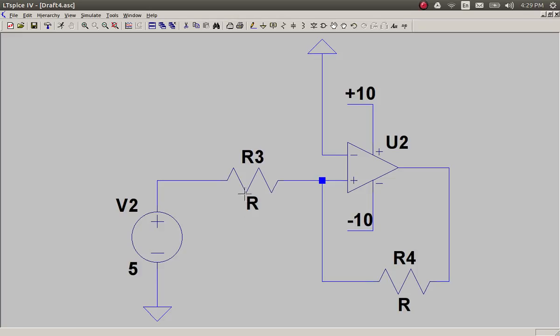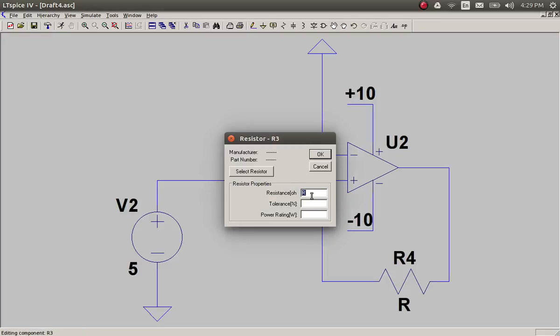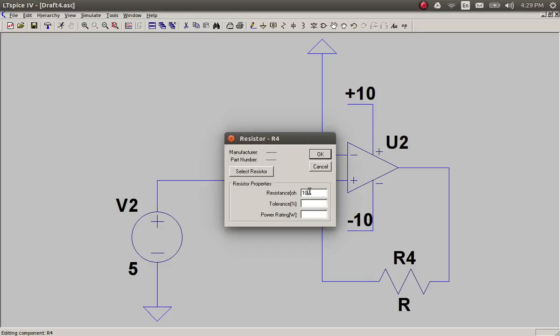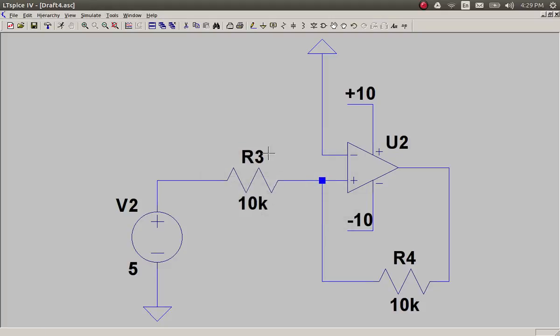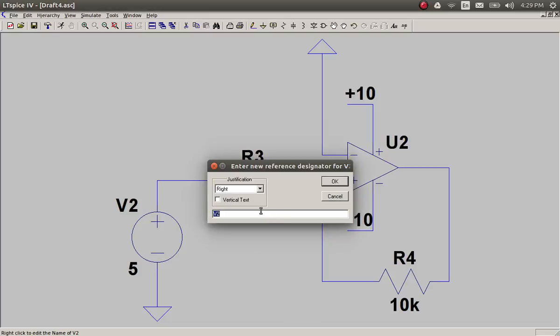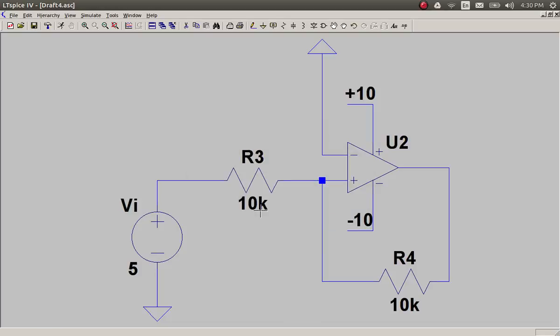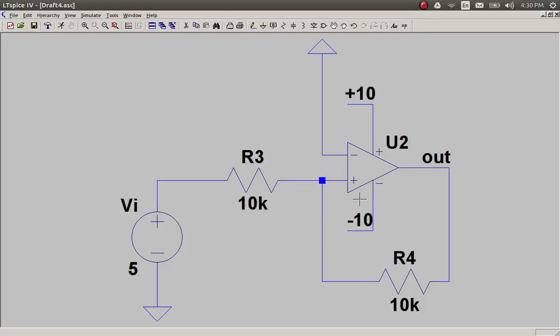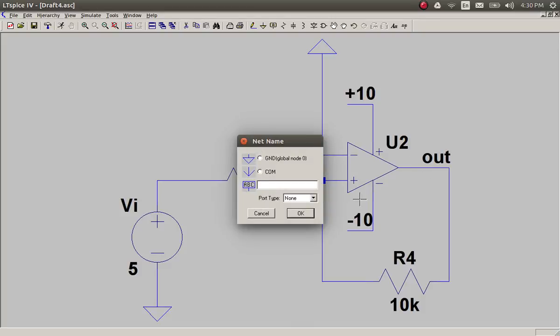So here I have a quick example. The way you change resistors is that you right click over them and you change the R to the value that you want. This changes the name of the element. So if I don't want to call it V2 but I want to call it Vn or Vi, that's a good place to do it. So let's label some outputs. And that's F4.